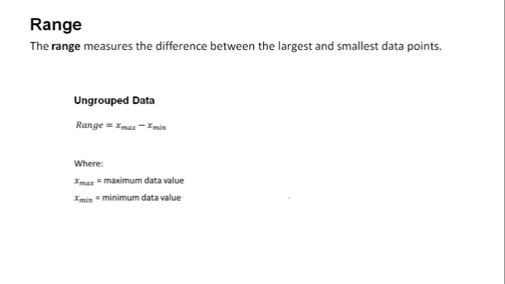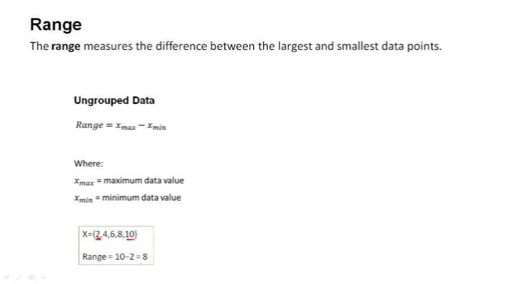So let's see an example of this for a given data: 2, 4, 6, 8, 10. So what is the maximum value? 10. What is the minimum value? 2. So you take the difference of the maximum value minus the minimum value in the given data set.